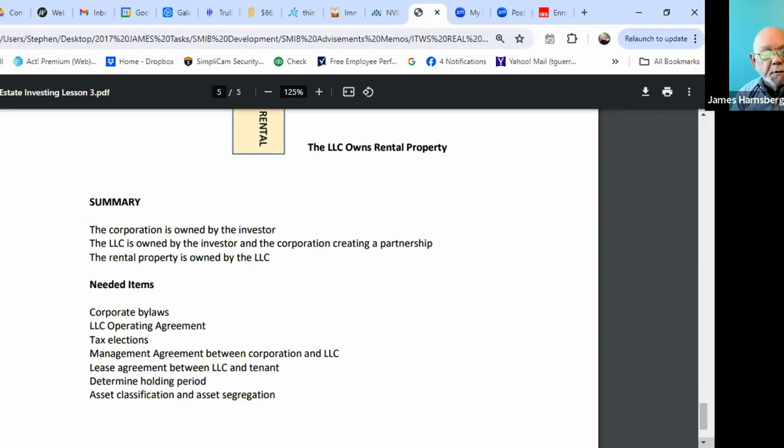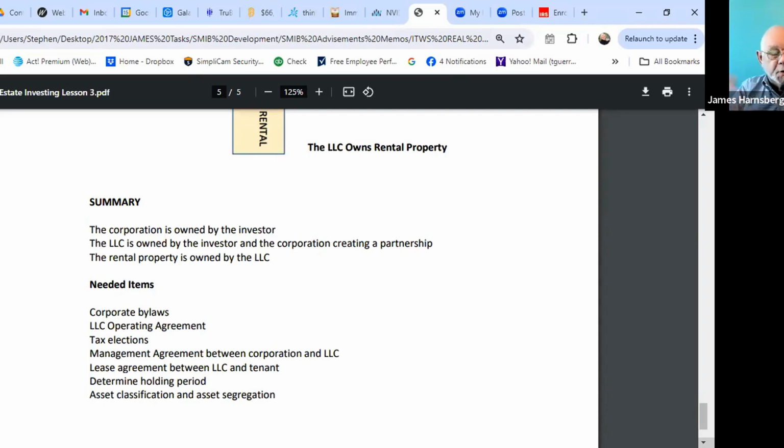The needed items that we would want to review to make sure we've got everything lined up the right way: the corporate bylaws, the LLC operating agreement, making sure all the tax elections were done timely, the management agreement between the corporation and the LLC, the lease agreement between the LLC and the tenants, determining our holding period and our asset classification, and then finally our asset segregation. At a minimum, for every property that you own, you should have this checklist. At a minimum.